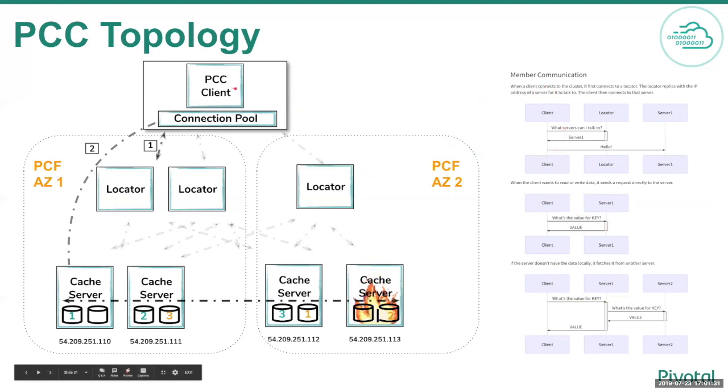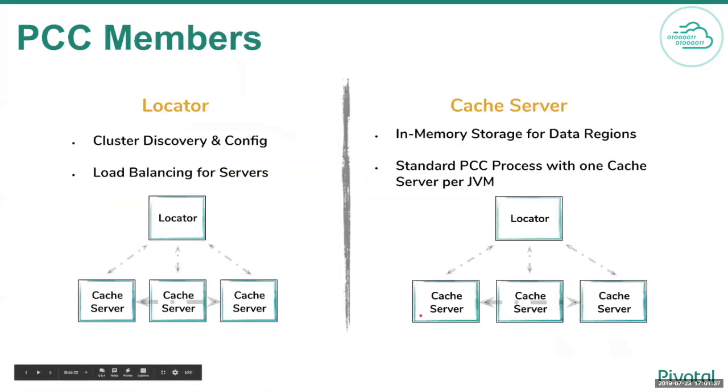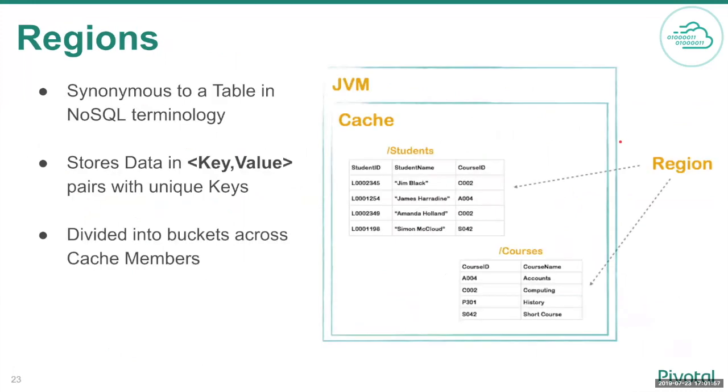So essentially, with PCC, when you create a cluster, you have 3 locators and 4 cache servers. The locator provides cluster discovery and configuration, and it also does load balancing for the servers, whereas a cache server actually stores the data regions. So what is a region? That's what I'm going to talk about next.